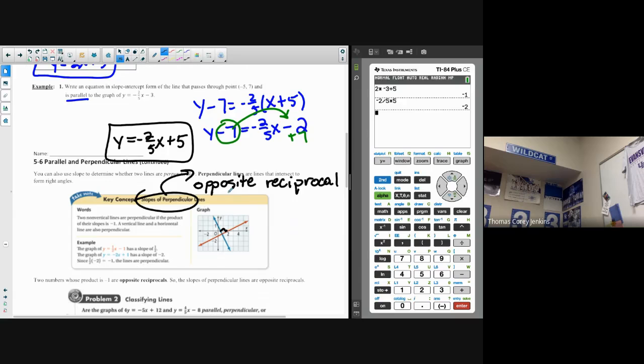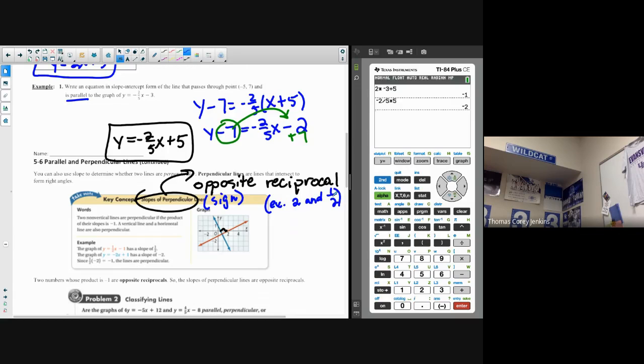So what does opposite mean? Opposite is in terms of sign: one's positive, one's negative. Reciprocal just means that you basically flip it. So an example of reciprocals would be 2 and 1/2. Those are reciprocals. 2/1 and 1/2. That's where you flip it.